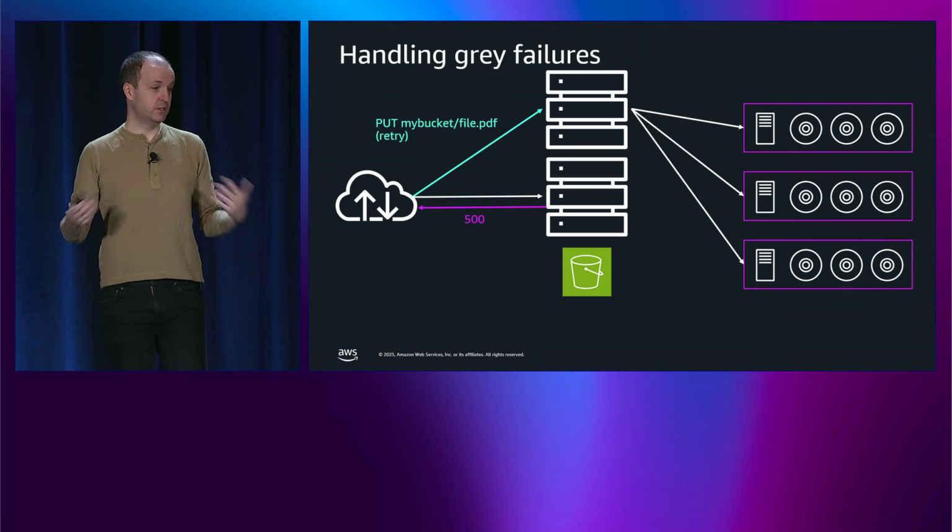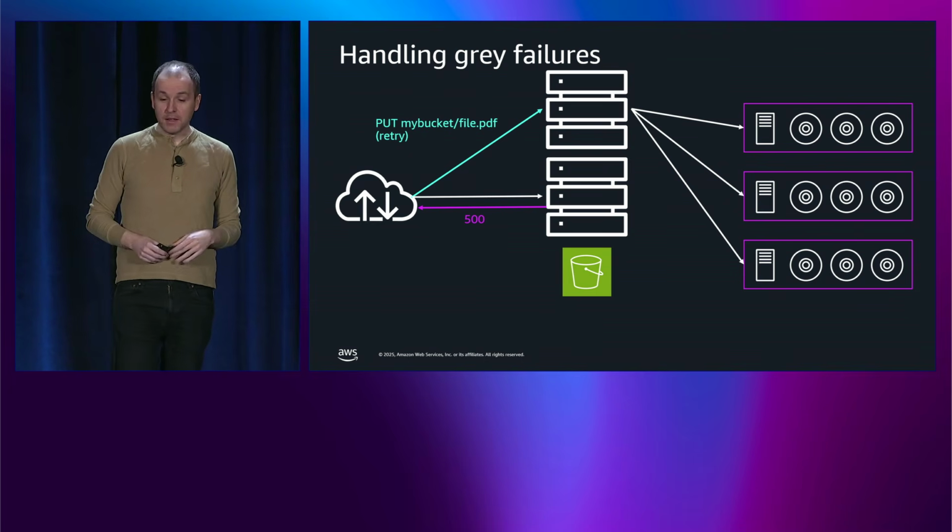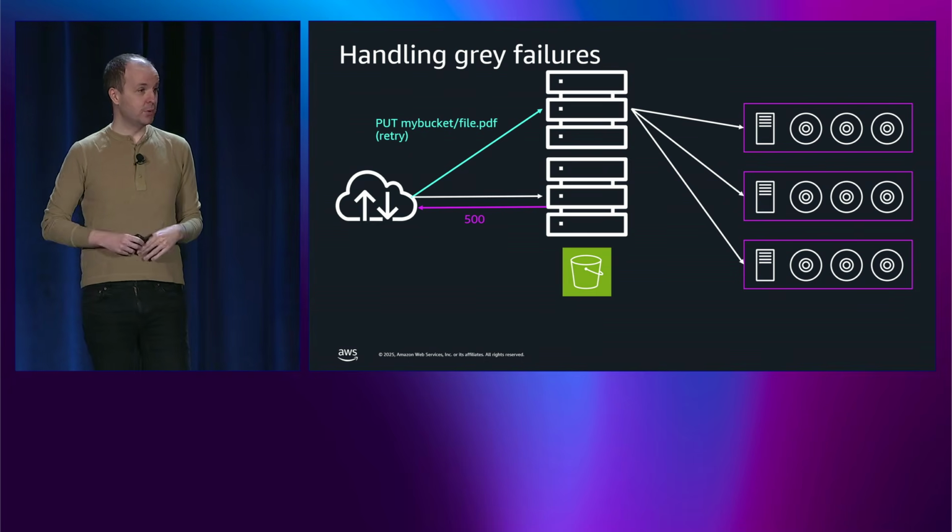So it might go to a different front-end web server on the retry, and that web server might have a good connection to all those storage nodes, and so your request can succeed. Now, this is sort of hoping a little bit. You have to hope that you go to a different place.